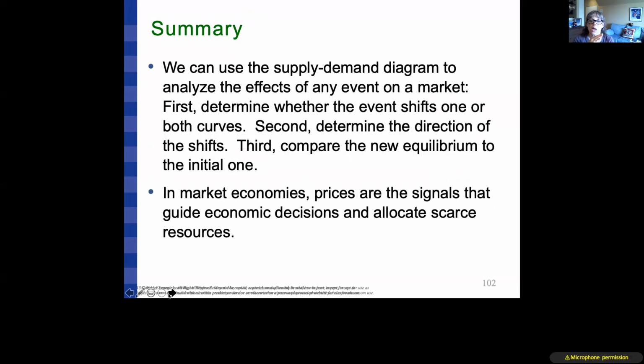We use these supply and demand diagrams to analyze the effects of any event on the market. First, determine which curves the event shifts. Then we determine the direction of the shift. So is it demand? Is it supply? Are there two things happening? And then thirdly, we look at the new equilibrium. Prices are signals that guide economic decisions and allocate our scarce resources.